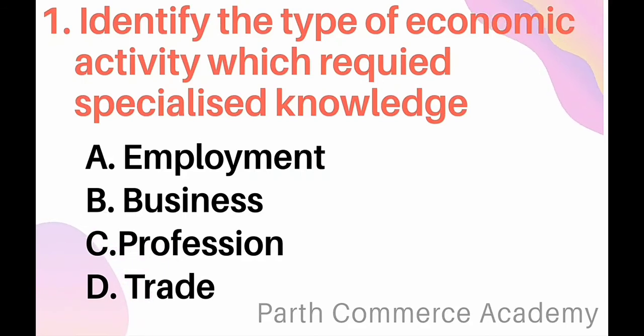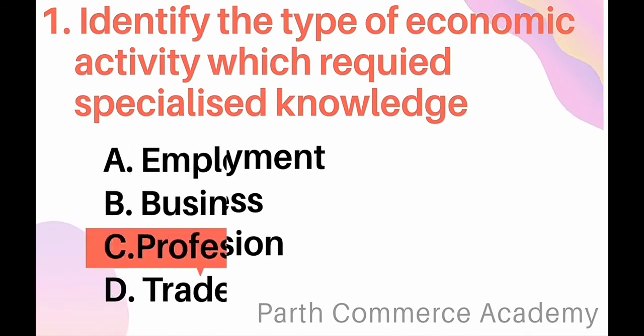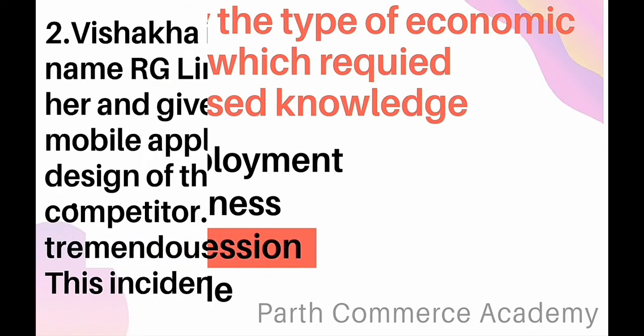Identify the type of economic activity which requires specialized knowledge. Options are employment, business, profession and trade. Here we know very well that only profession requires specialized knowledge. So the correct answer is option C, profession.